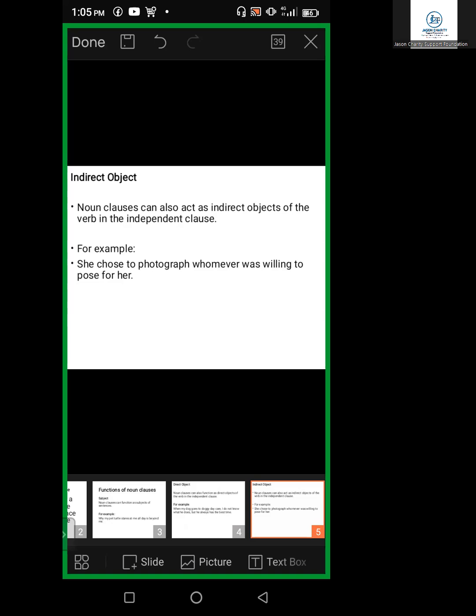Now, remember, we are looking at a clause, not a phrase. And I told you that for us to form a clause, we need a phrase and a finite verb added to it. Now, if you look at the expression we have, "she" is a phrase. "Chooses" happens to be our predicator. "To photograph" is a phrase. But "whomever was willing to pose for her" is a subordinate or a dependent clause. So that's our noun clause functioning as an indirect object in a sentence.